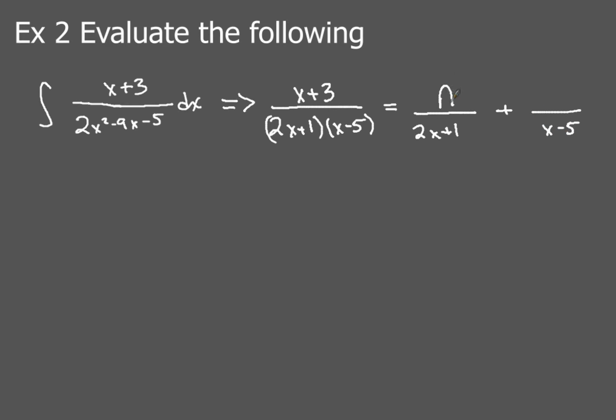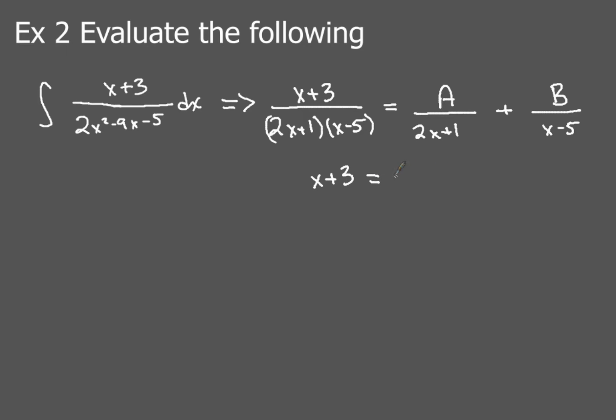Now, of course, we're going to have two constants here in the numerator because the denominators are both linear. So we're going to have a constant, one degree less, in the numerator for each one of these. Now to figure out the values of A and B, we're going to simply eliminate the denominators. To do that, you're going to multiply everything through by (2x plus 1)(x minus 5). So when we do that, we'll just be left with x plus 3 on the left.